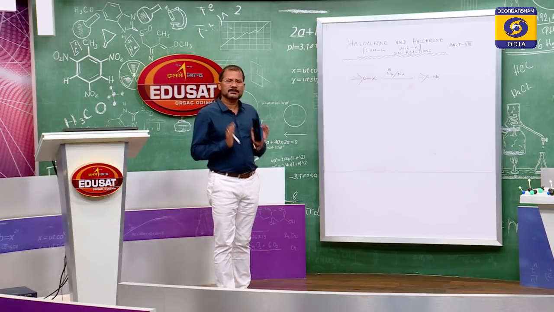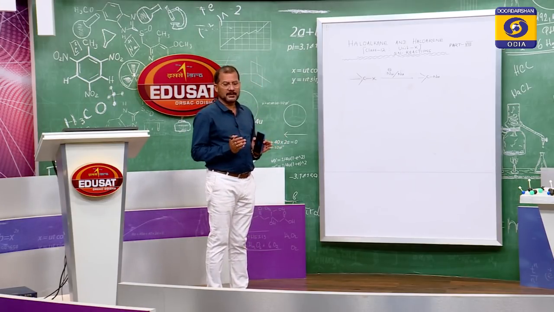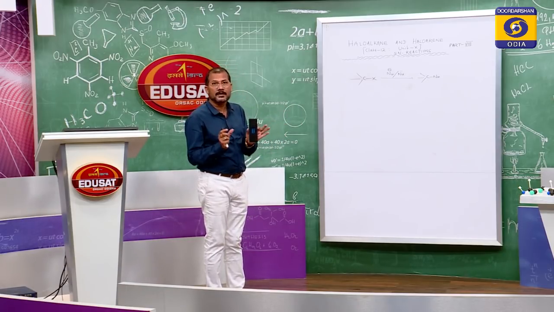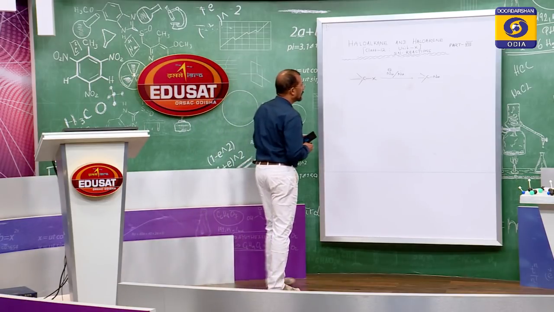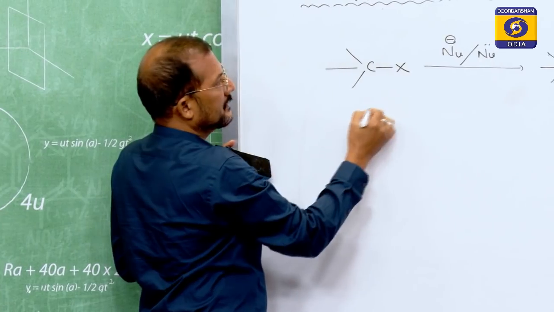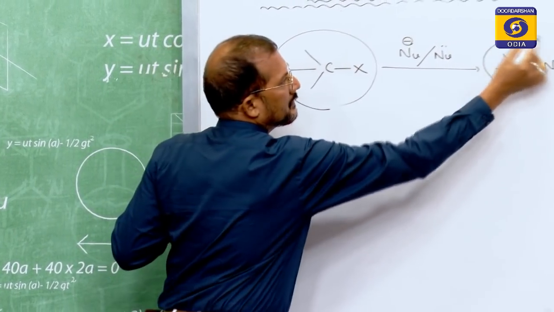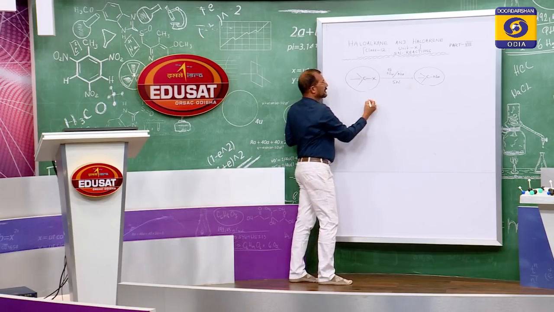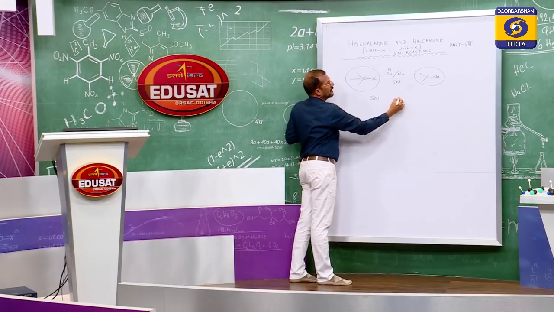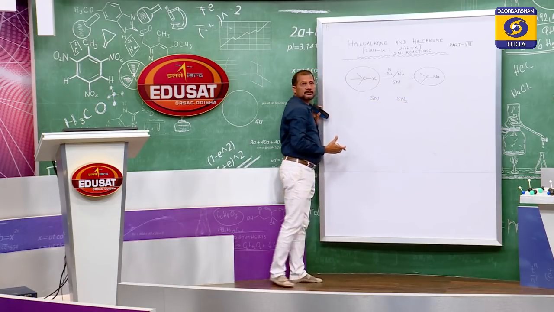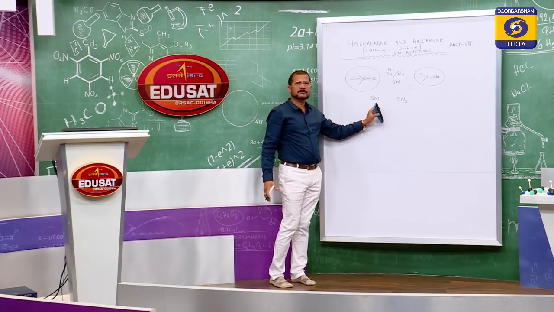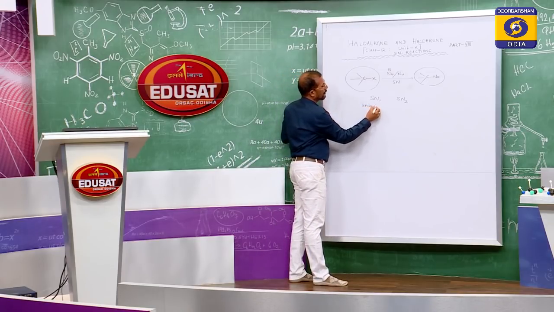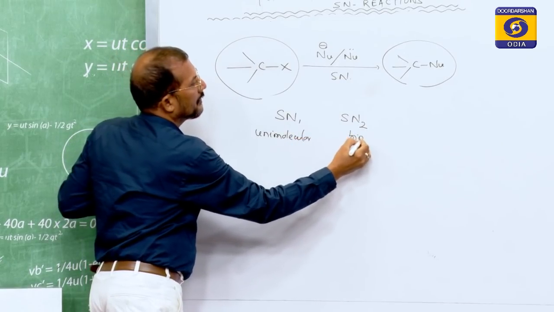Students, so we have understood nucleophilic substitution reactions. Let us understand how optical isomerism and nucleophilic substitution reactions are correlated. Once again, this is an alkyl halide and this is the product which is substituted by a nucleophile. This is an SN reaction. SN reactions are of two categories: SN1 and SN2, meaning unimolecular nucleophilic substitution reactions and bimolecular nucleophilic substitution reactions.